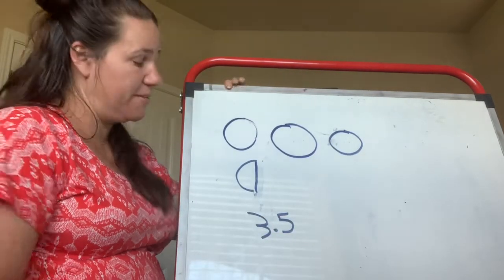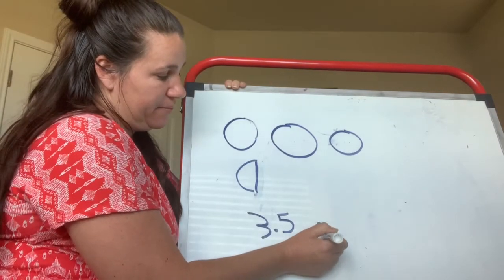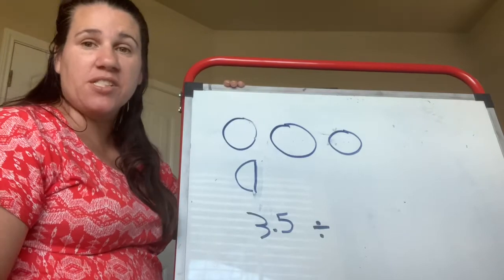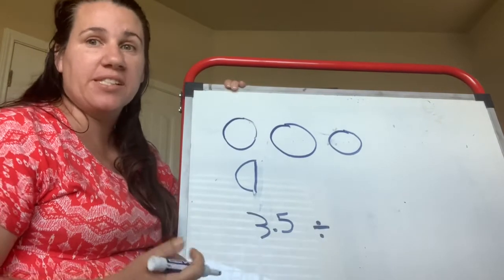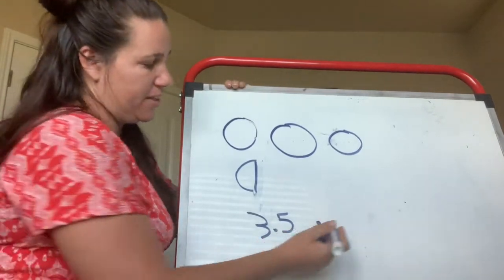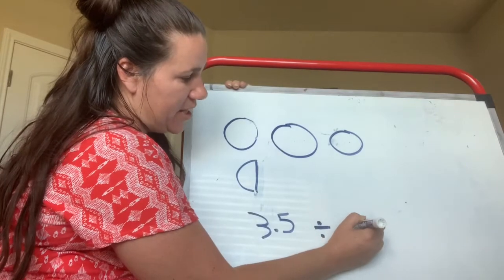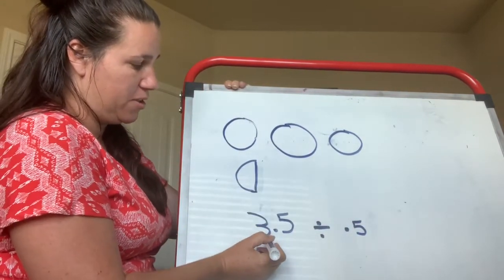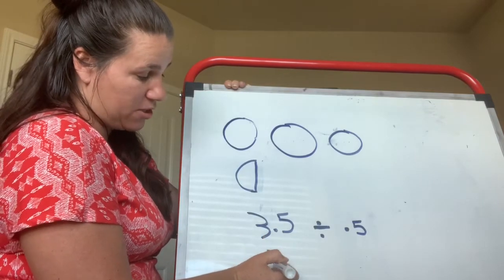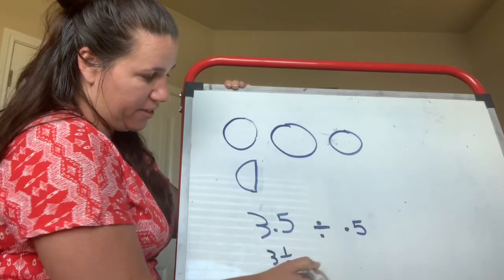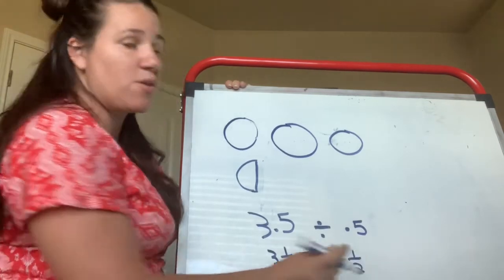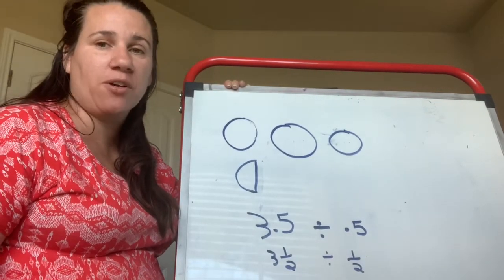And I'm going to divide it into halves. So again, I know 5/10 is half. 5 is half of 10. So I'm going to divide it by 5/10, or by half. So this could also be written as 3.5 divided by half. So I'm asking, how many halves are in 3.5?